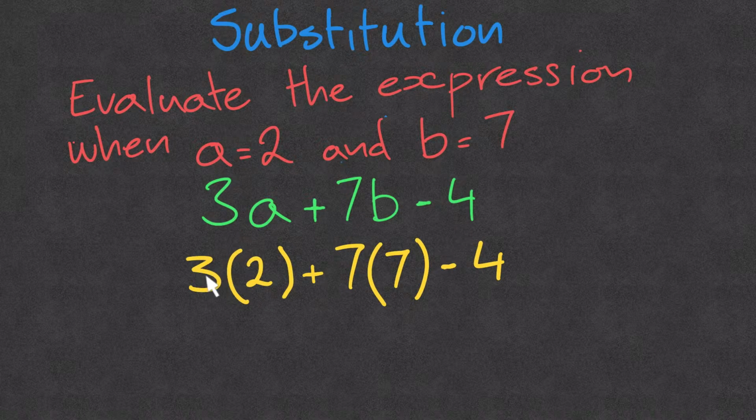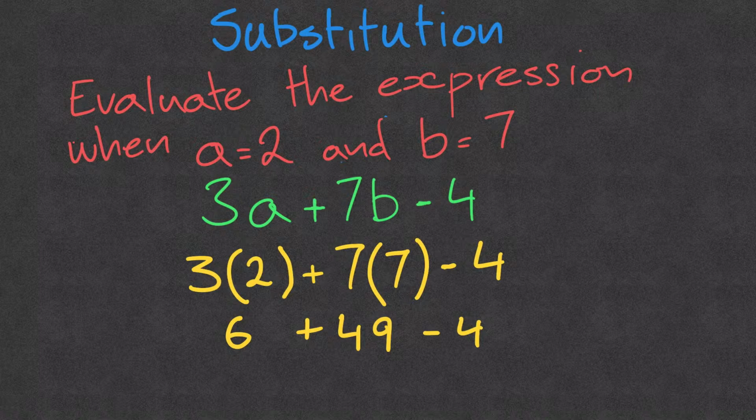Now these here, 3 bracket 2, that's just the same as saying 3 times 2. So 3 times 2 is pretty basic. Straight underneath, 3 times 2 is 6. Now, we've got a positive 7 here and a positive 7. Positive 7 times positive 7 is a 49. So it'll be positive 49. And then we're going to take 4 away from that.